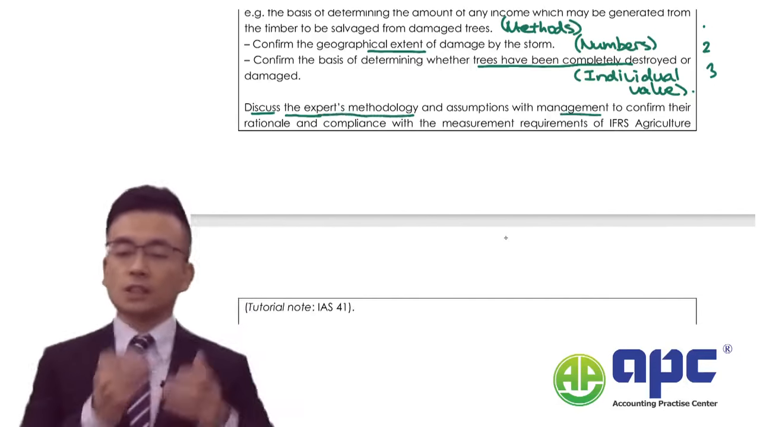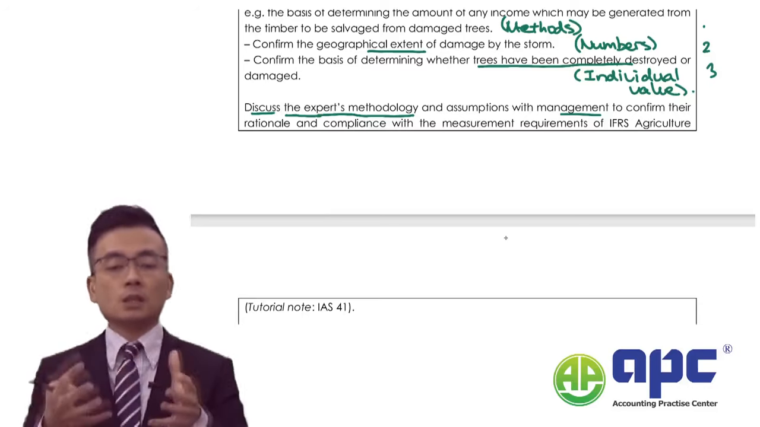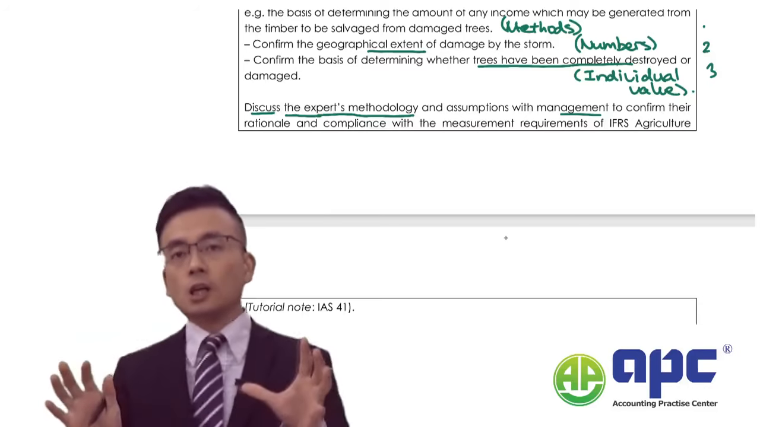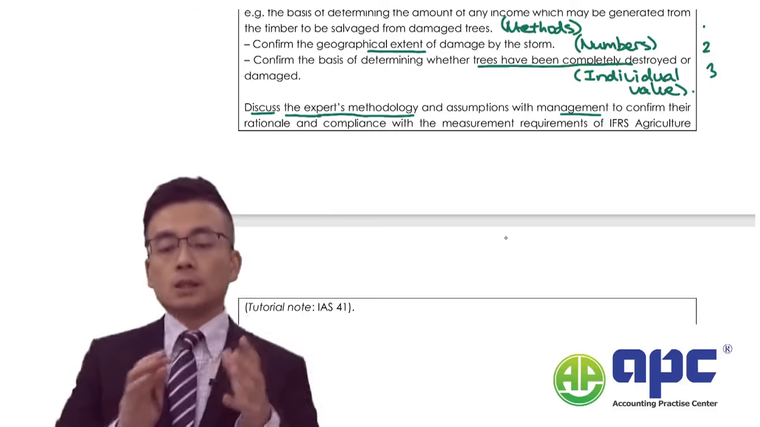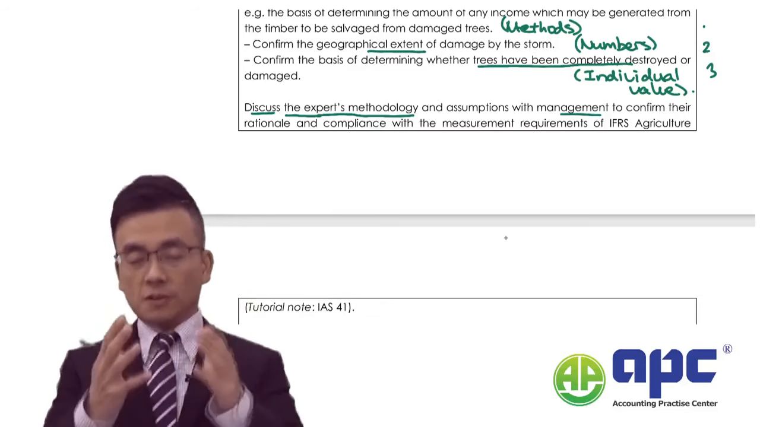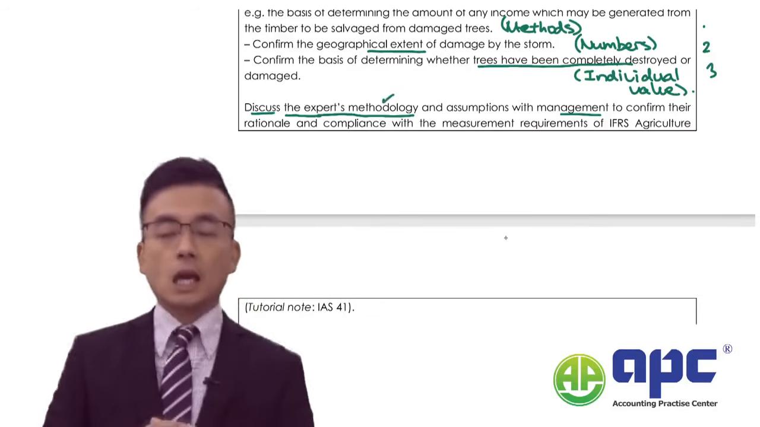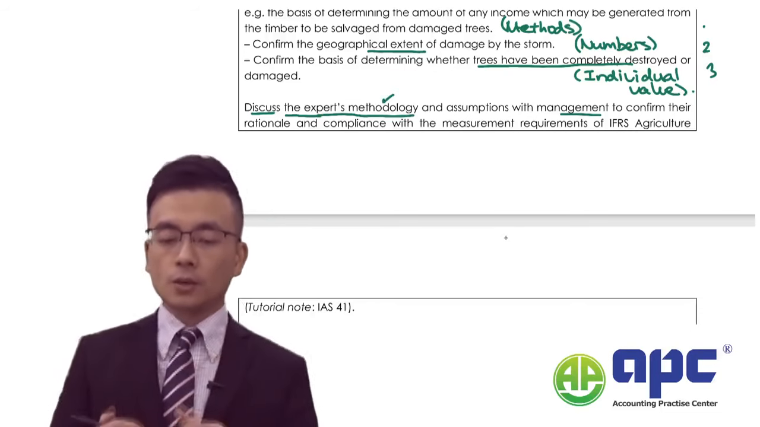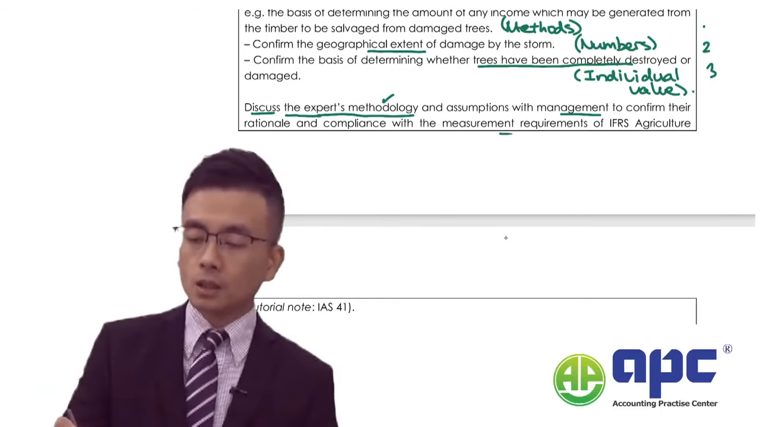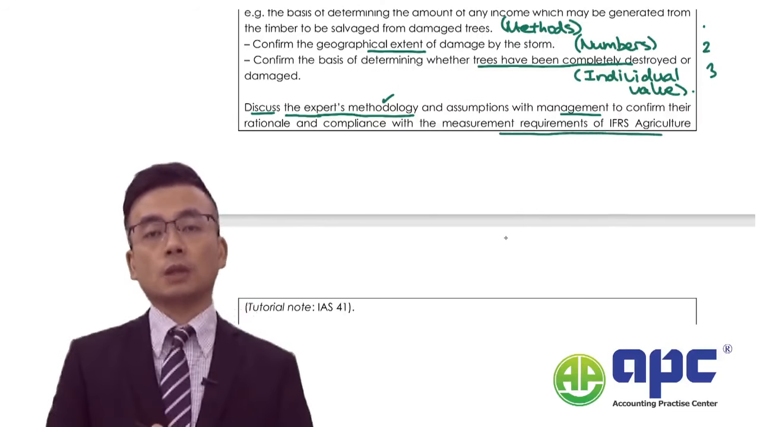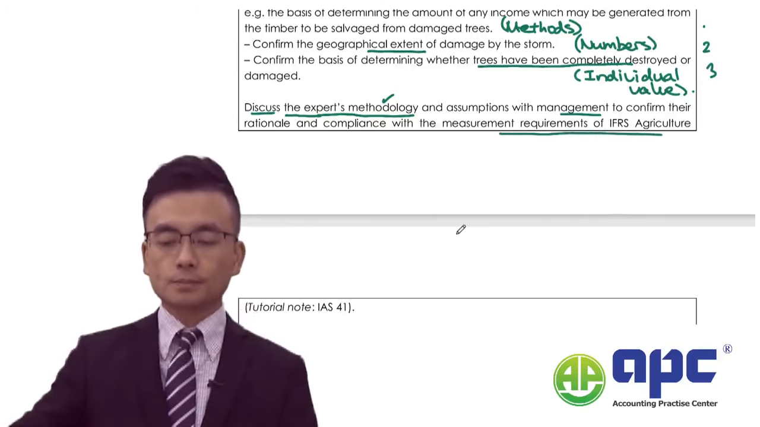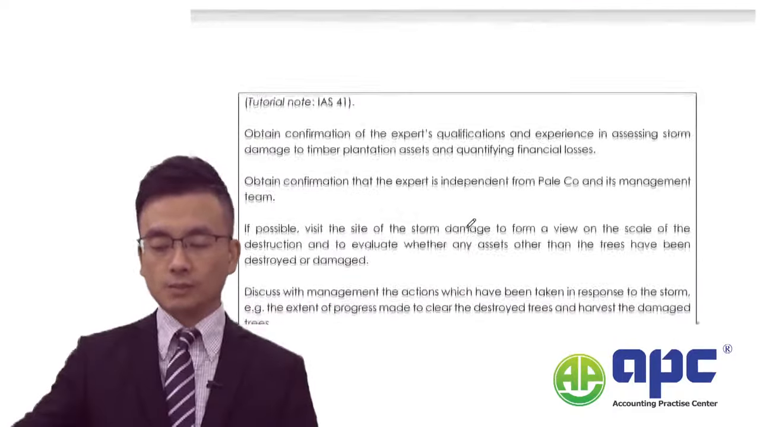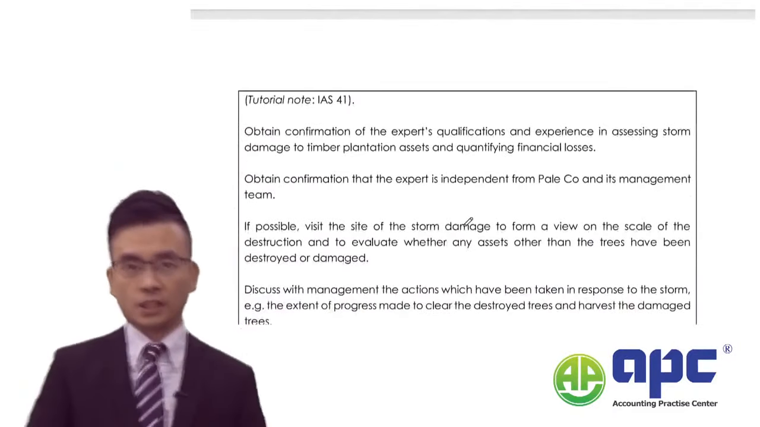So you can't say discuss with management to confirm the rationale. No, you can't score any marks in here. But discuss what is very important. Discuss the experts' method. With whom? With management, okay. So why are you going to do it? To confirm it's according to the IFRS requirement. Their methods to value the trees. That's very important, according to IFRS 13 in particular.